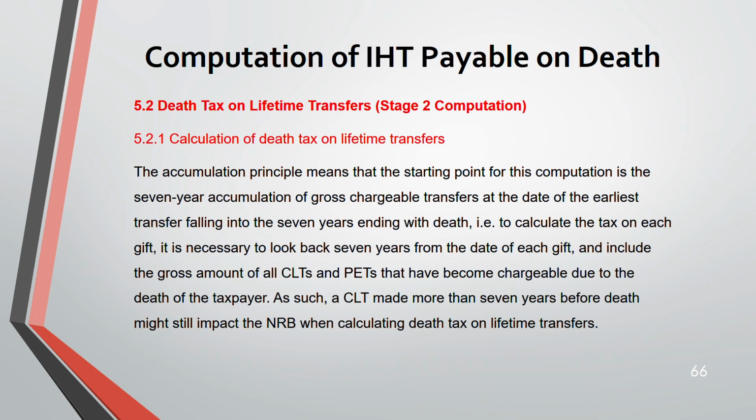Now, what about the 7 year accumulation? So now the accumulation period means the starting point for this computation is the 7 year accumulation of your gross chargeable transfers at the date of the earliest transfer, falling into the 7 years ending with death. That means you have to go 7 years back from the date of your death.